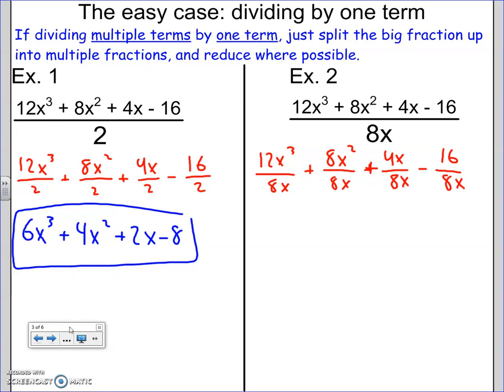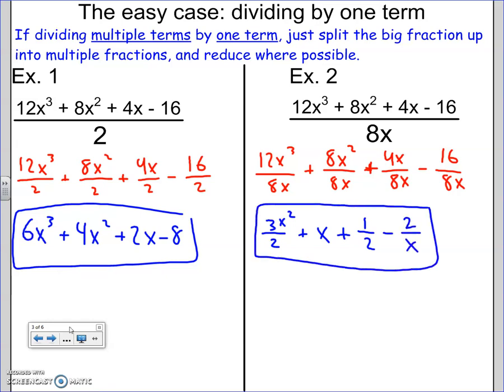Reduce where possible. 12 divided by 8, I can divide top and bottom by 4. That's 3 over 2. And then x cubed divided by x to the first is x squared. Plus 8 divided by 8 is 1. And then x squared divided by x is x, so 1x. Plus 4 divided by 8 is 1/2. And x divided by x is x to the 0, which is just 1. It goes away. And then 16 divided by 8 is 2, but the x is on the bottom. That's the final answer there. Alright, that's if we divide by one thing.